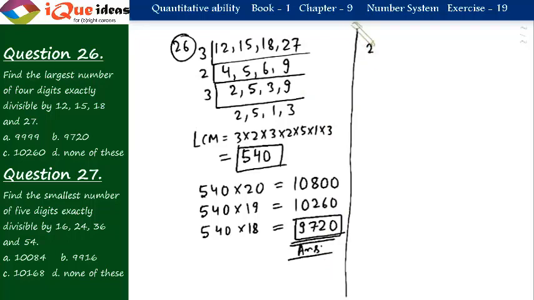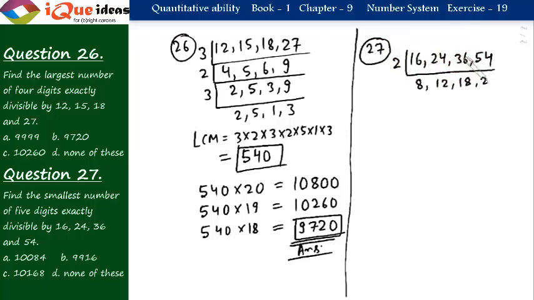Now question number 27. It says find the smallest number of 5 digits exactly divisible by 16, 24, 36 and 54. Still the same process. First find the LCM of 16, 24, 36 and 54. I think you can see that 2 is the only common factor. So if you take out 2, it will be 8, 12, 18 and 27. Then you can take out 3. 3 will give us 8, 4, 6 and 27, 3 will be 9.